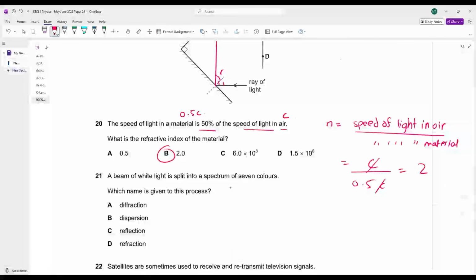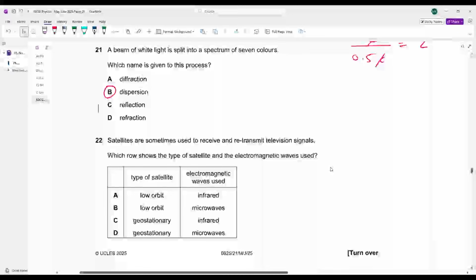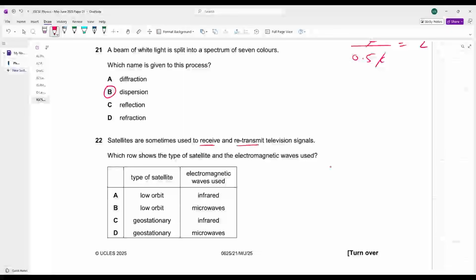A beam of white light is split into a spectrum of 7 color. Which name is given to this process? Dispersion. B is your answer. Satellites are sometimes used to receive and retransmit television signals. Which row shows the type of satellite and the electromagnetic waves used? बेटा हमेशा याद रखो, the type of satellite which is used for communication is what? Geostationary satellite. और कौन सी electromagnetic waves यूज करता है? D, that is microwaves.